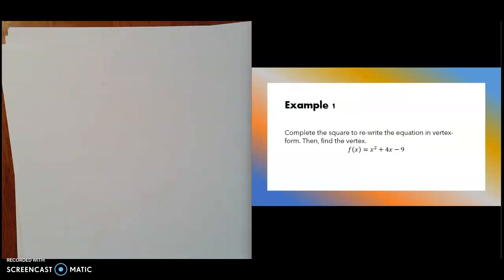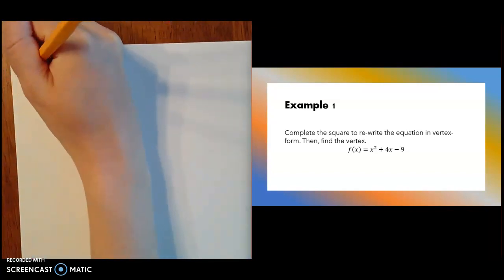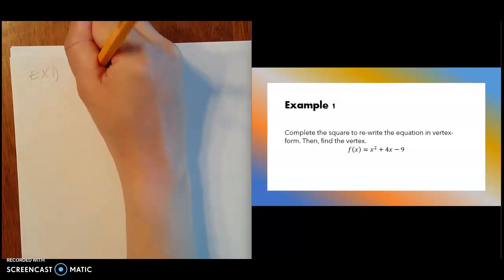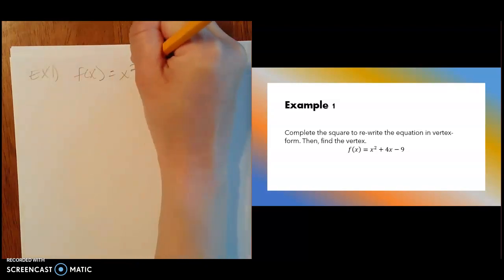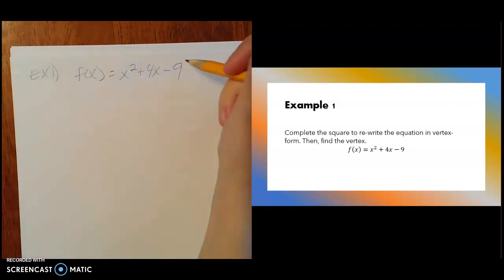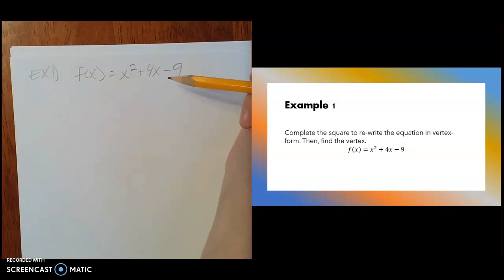So, we're just going to start out with an example of a quadratic in standard form. In example 1, I've got f of x equals x squared plus 4x minus 9. You'll notice that's in standard form. It's all multiplied out. The exponents go from highest to lowest. It's not in that vertex form.